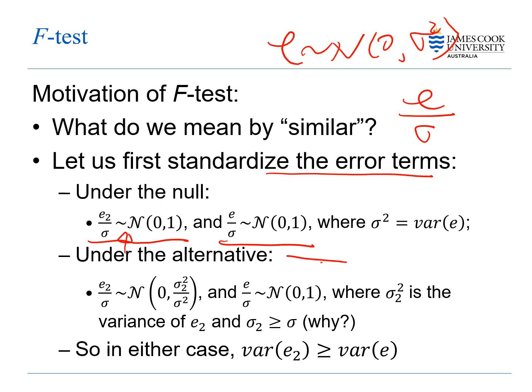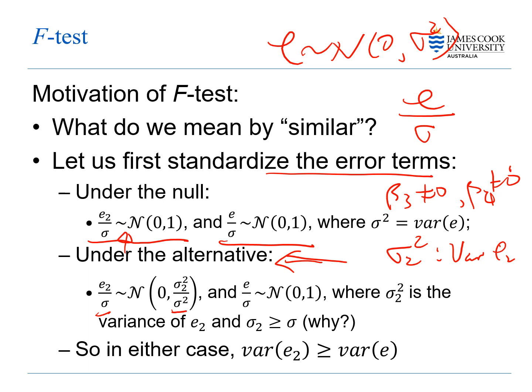In contrast, if the alternative is true, so now beta 3 is not equal to 0, beta 4 is not equal to 0 anymore. At least one of them is not 0. And our E2 will contain the random variable advertising expenditure. So intuitively, you think that it should have more variation, more variance in it. And this is indeed the case. So here sigma 2 squared is the variance of E2. Now we divide E2 by sigma. It is still a normal distribution, but the variance now is sigma 2 squared divided by sigma squared. And we should know that sigma 2 squared will be at least as large as sigma squared, because E2 contains advertising, these additional random variables.